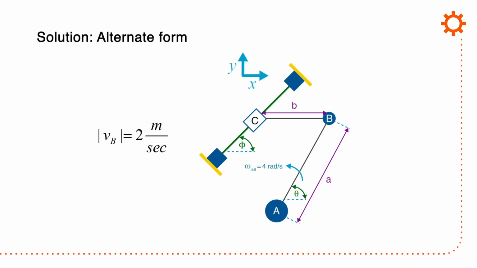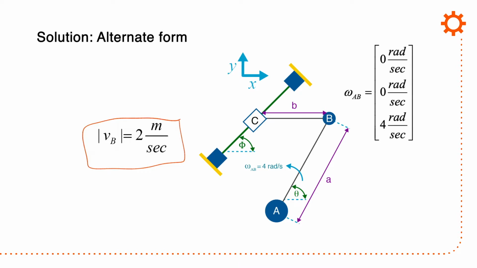On the other hand, I can do an alternate form, and this is not going to look easier because it's going to take more steps, but for me personally, I find it's a much better approach to understand the problem. I know that velocity of B is 2 meters per second. I'm going to get that from 4 rads per second and a half meter moment arm from A to B.